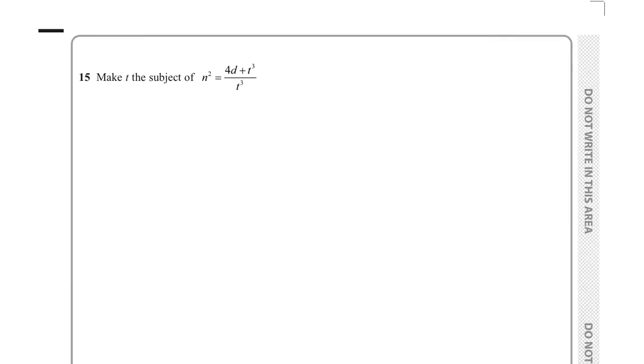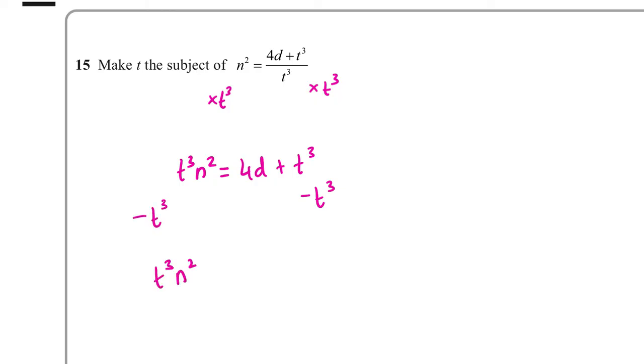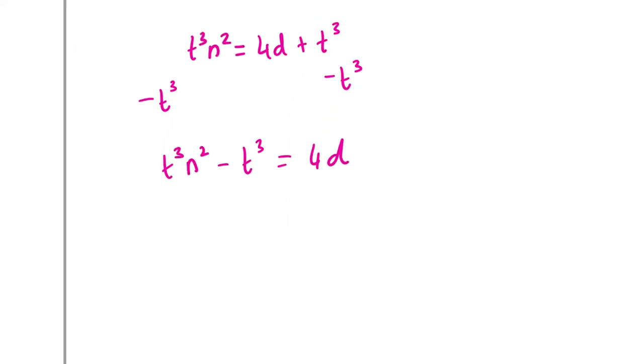Okay. Make t the subject of the formula. Step 1, multiply both sides by t cubed. So we're going to get t cubed n squared equals 4d plus t cubed. I want all my t cubes on one side. So I'm going to minus t cubed from both sides. So t cubed n squared minus t cubed equals 4d. Okay? I need to factorise t cubed because I've got two of them. T cubed times n squared minus 1 equals 4d.